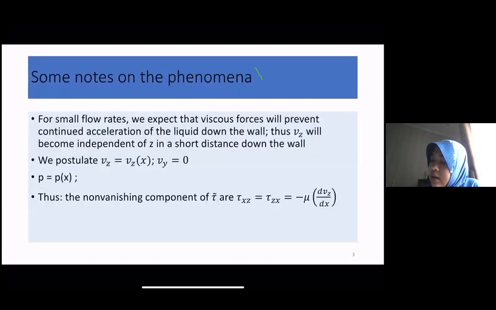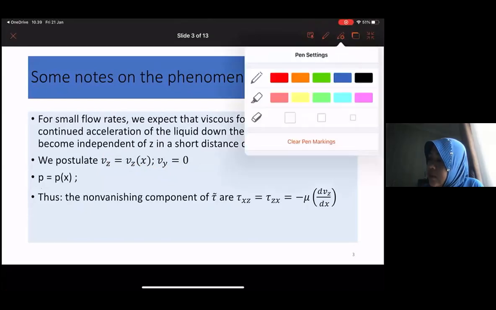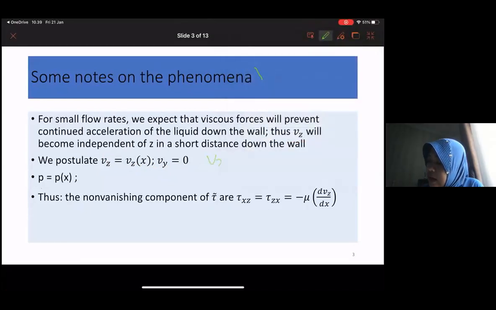The second one, so then we postulate phi is only a function of x, and then Vz equal to 0. And do we have Vx? What do you think? Do you have Vx? Do you have Vx?